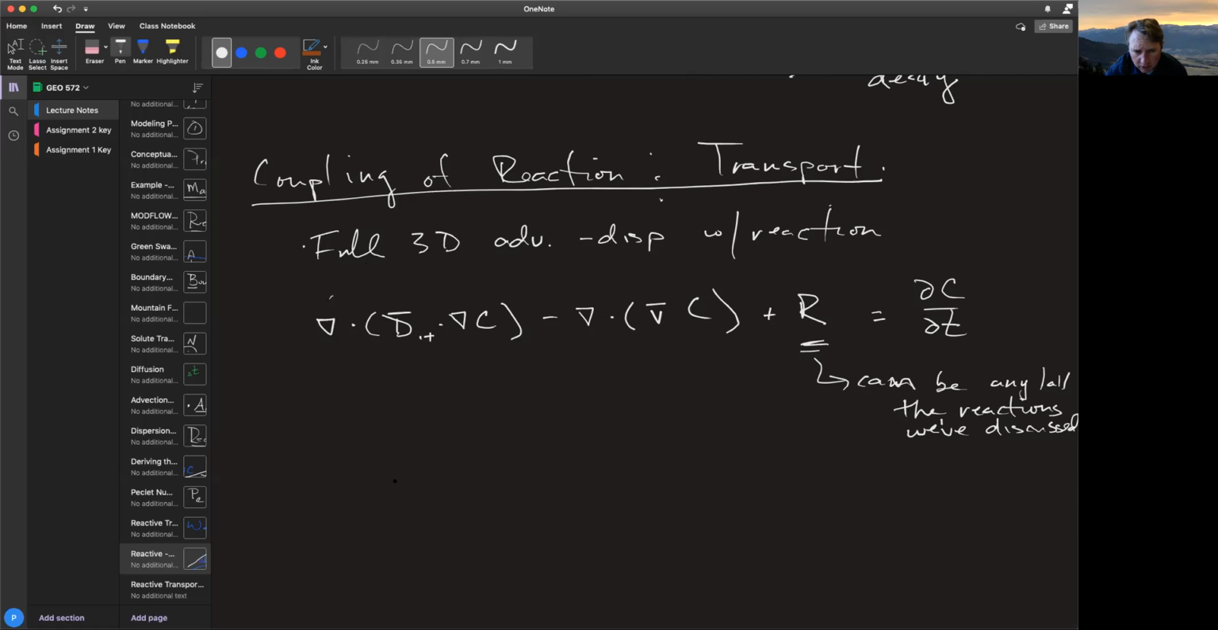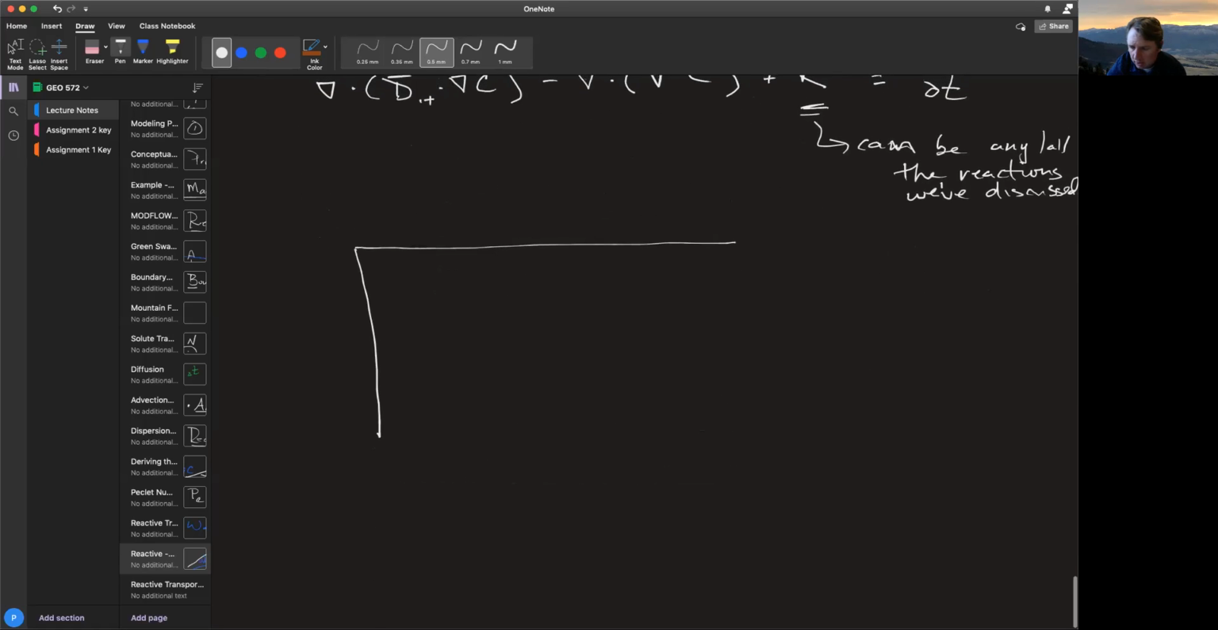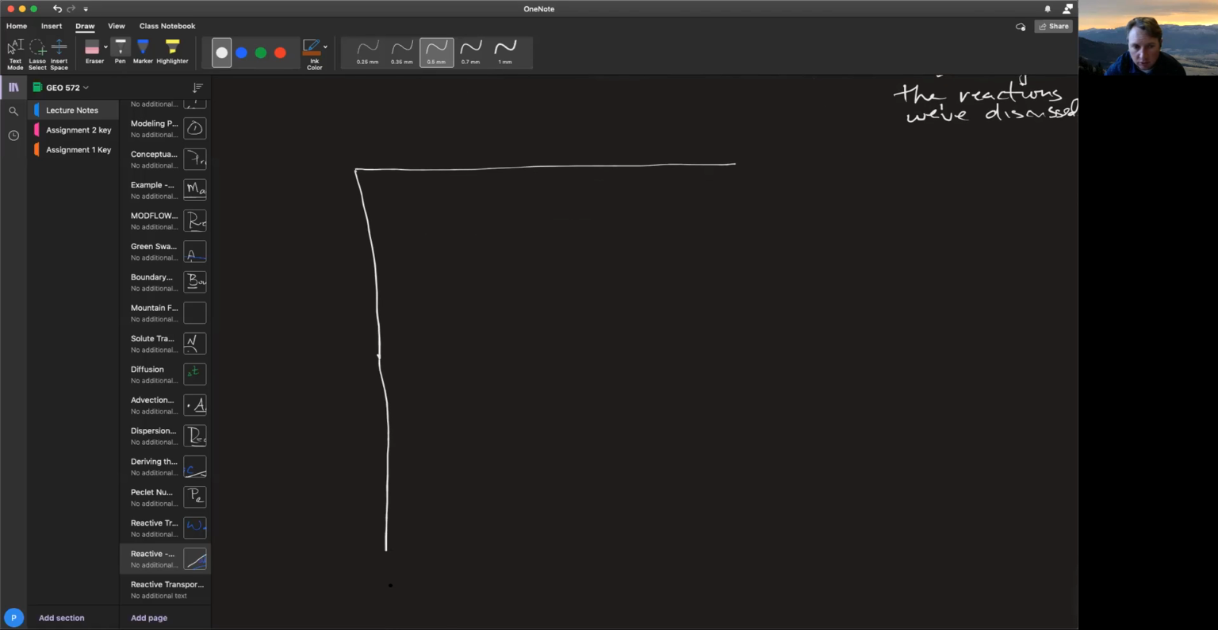And so what I'm going to do here is draw a cartoon of the geochemical and transport coupling that we can consider. And that is the common modes of coupling these two equations together in the field right now.